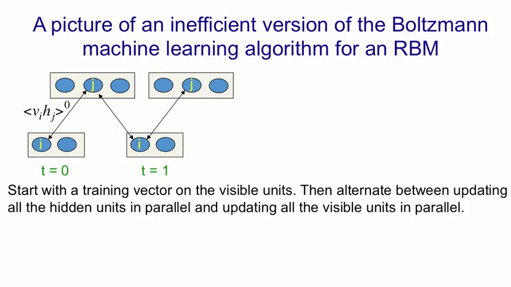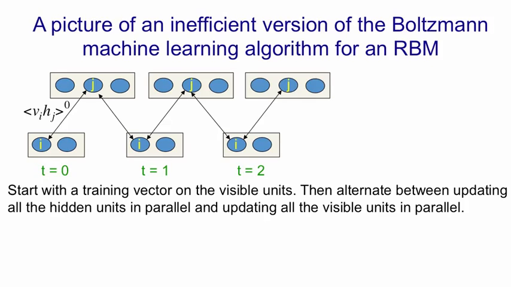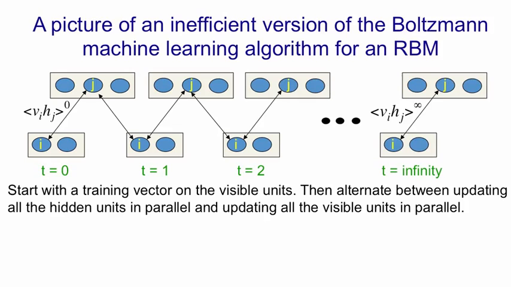We can keep going with the alternating chain that way, updating visible units and then hidden units, each set being updated in parallel. And after we've gone for a long time, we'll get to some state of the visible units that I'll call t infinity to indicate it needs to be a long time, and the system will be at thermal equilibrium. And now we can measure the correlation of vi and hj after the chain's run for a long time, and I'll call that vi hj infinity.